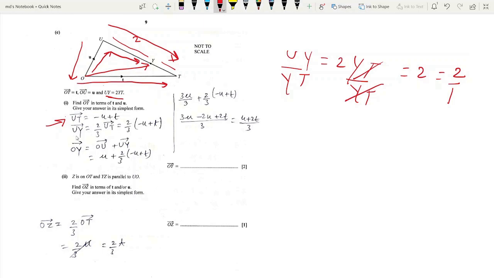Now we need to find UY. Where is U? Okay, UY. So this will be 2 over 3, right? This is 2, this is 1. So 2 over 2 plus 1. So 2 over 3 of UT total, right? So 2 over 3 UT. And UT we already found here, minus U plus T. So 2 over 3 bracket minus U plus T. That is UY. Okay, so we got UY.